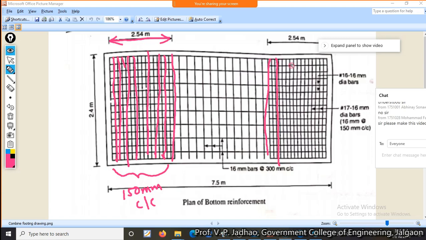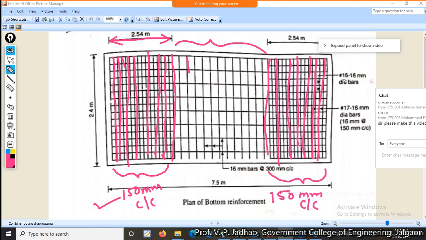We have provided these steel reinforcement bars. I will not draw every bar, just for understanding purpose. In this particular region we are providing this transverse reinforcement at 150 mm center to center, and in the remaining portion we will curtail 50% of the bars. That is, instead of 150 mm center to center, we provide 300 mm center to center.